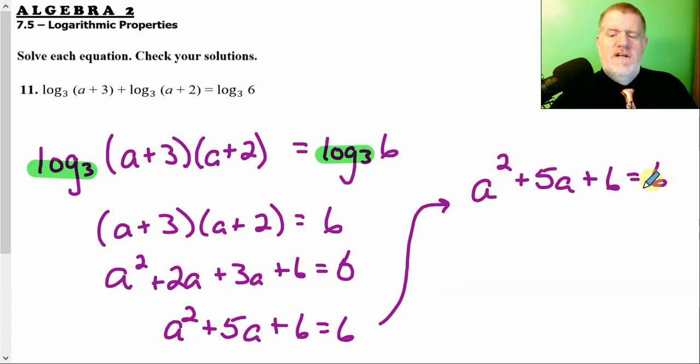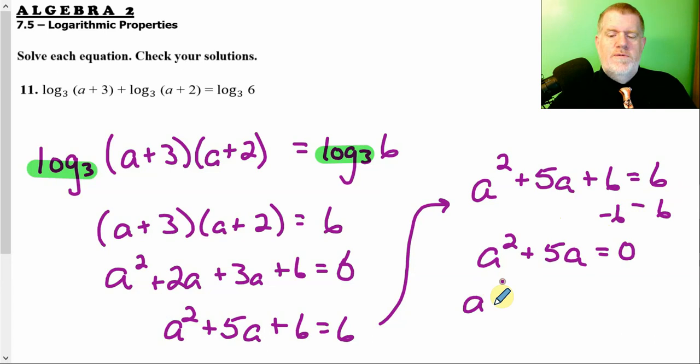I have to set it equal to 0 when you do a quadratic. That's the best way to do it. That's the only way you can factor. So I'm going to subtract 6 from both sides. Well, 6 minus 6 is 0. So I will be factoring out an A. So my two answers are 0 and negative 5.